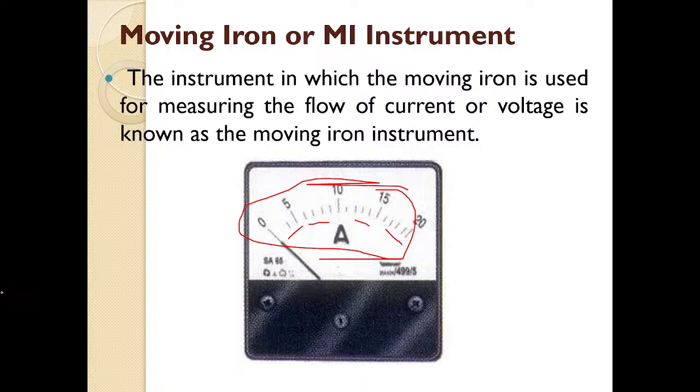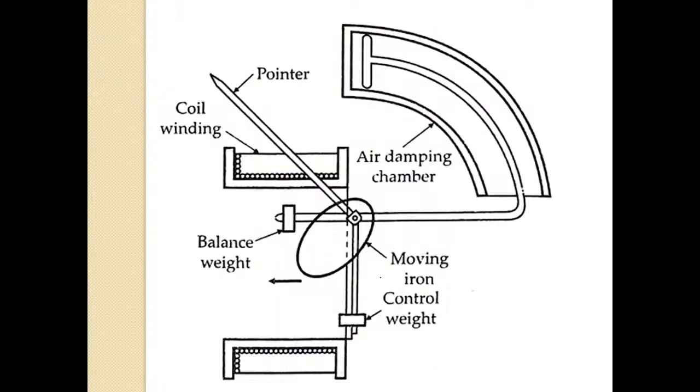This is the internal diagram of a moving iron instrument. This instrument will have a moving iron. In your previous case, PMMC, there was a moving coil. In this moving iron instrument there will be a moving iron piece that moves in response to the magnetic field generated by the current flowing through the coil.